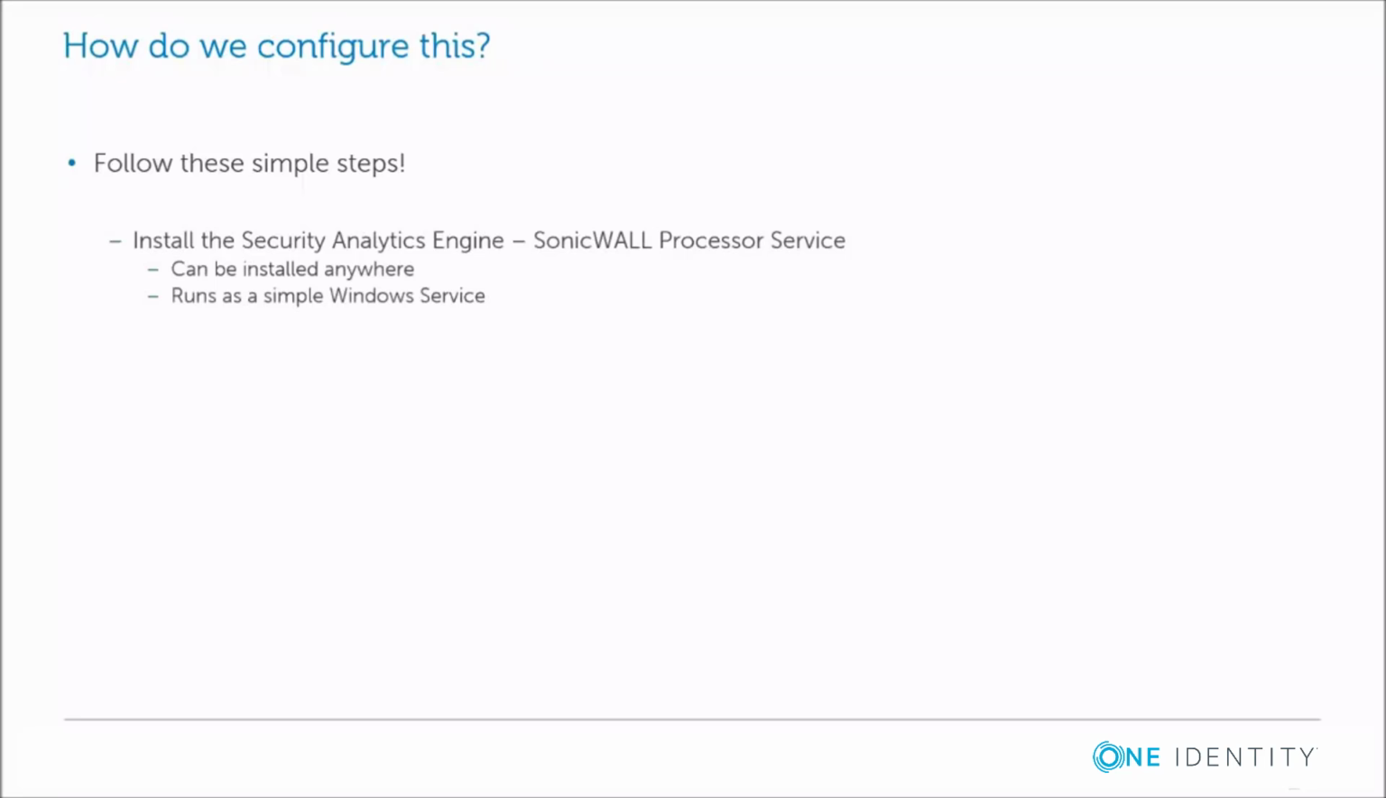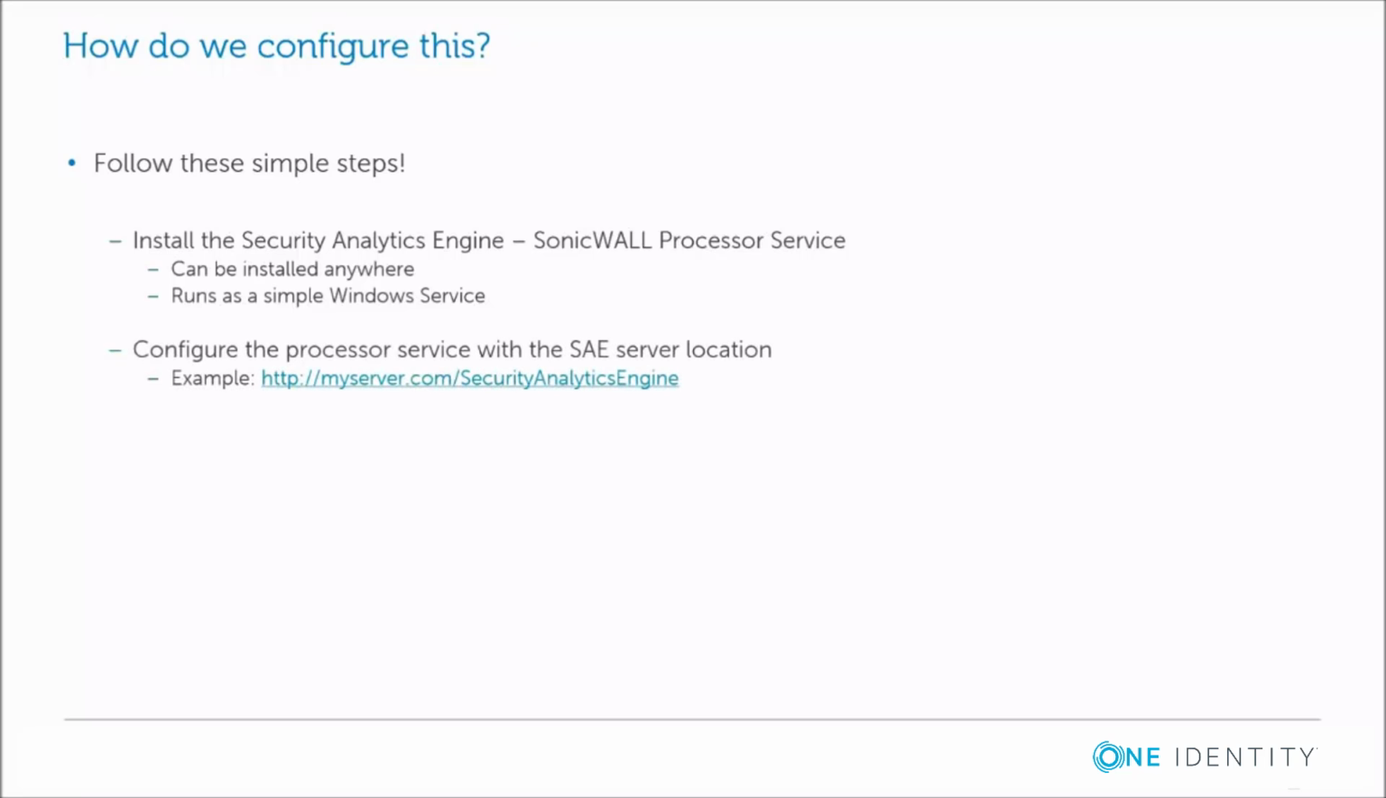Basically, the first thing you want to do is install the Security Analytics Engine SonicWALL Processor Service. Okay, this is a Windows service. It can be installed anywhere on your network. It doesn't have to be installed on the Cloud Access Manager server. Again, it runs as a Windows service and basically is the process that receives the information from SonicWALL and stores it for when the Security Analytics Engine needs it. After you install that, you're going to open it up and you're going to tell it where the Security Analytics Engine is.